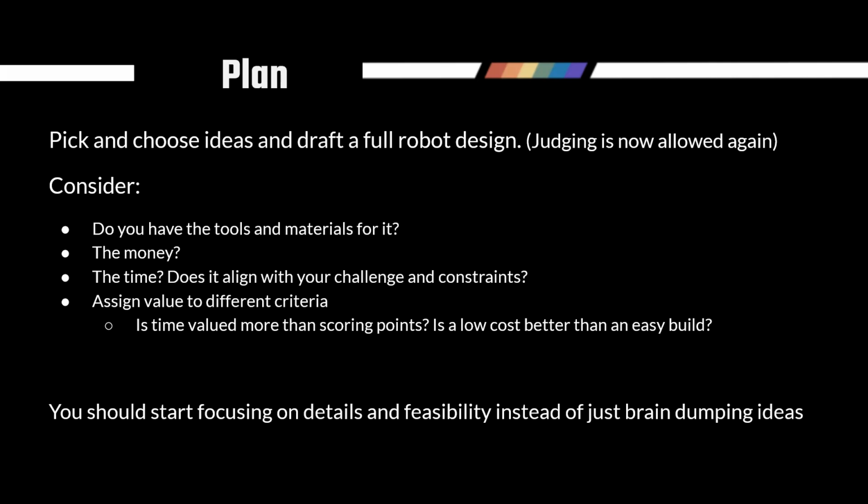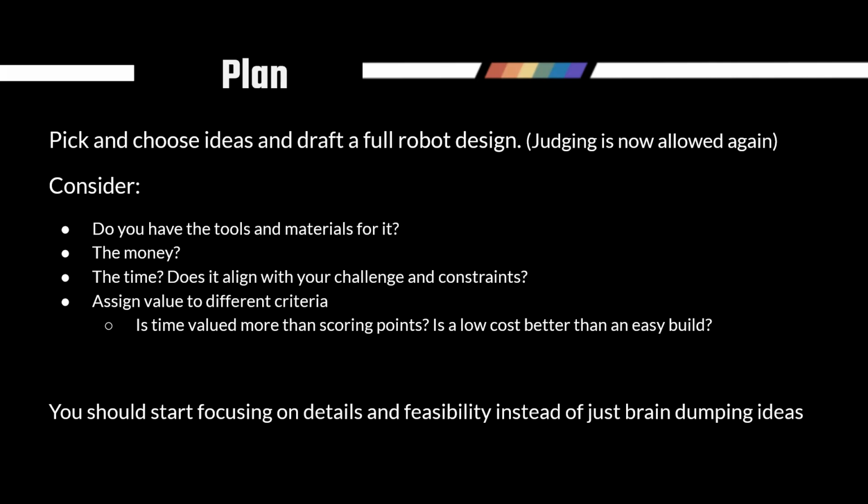Do you want to score points, or do you want it to be done fast? Do you want it to be reliable, or do you want it to be super crazy and out there? You want to be able to assign value to these criteria and base your decisions off of the criteria that you decide. At this point, you should start focusing on details and feasibility instead of just throwing ideas onto a whiteboard. At this point, it is quality over quantity. This is the plan that you want to try to have in place for the rest of your season as you move forward.